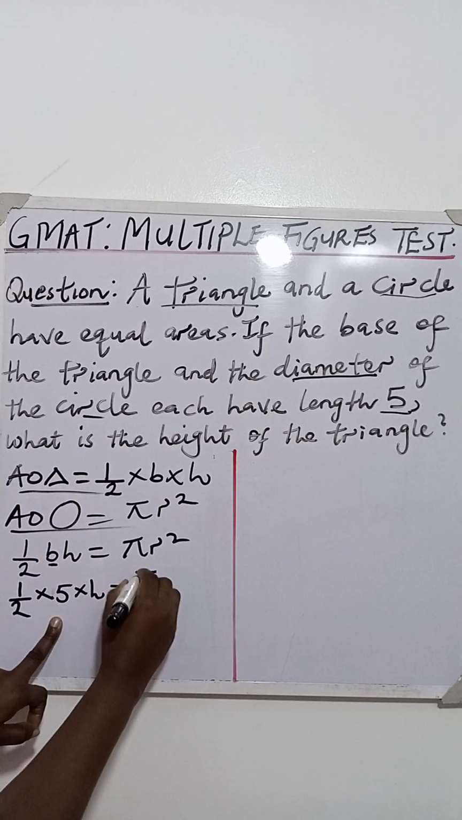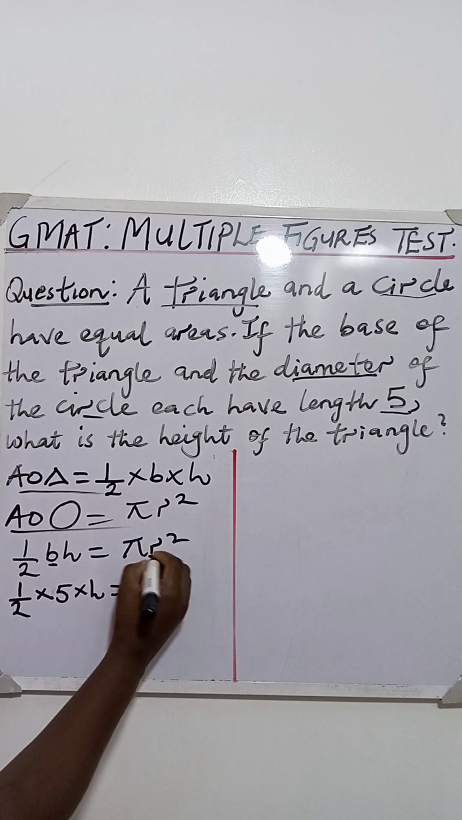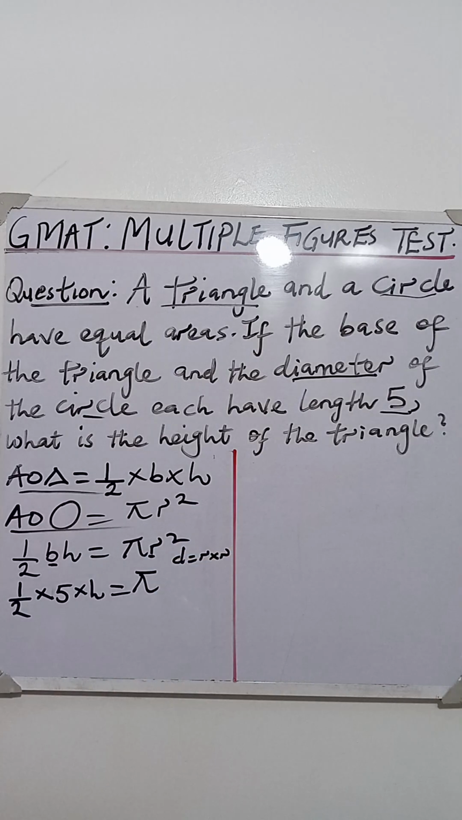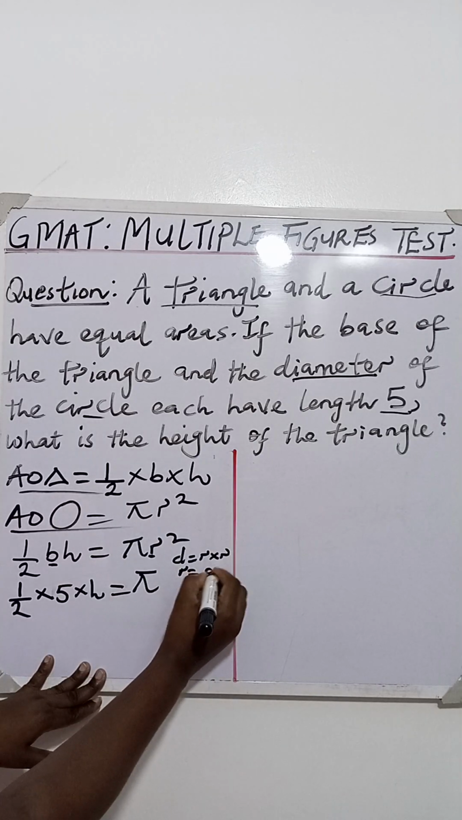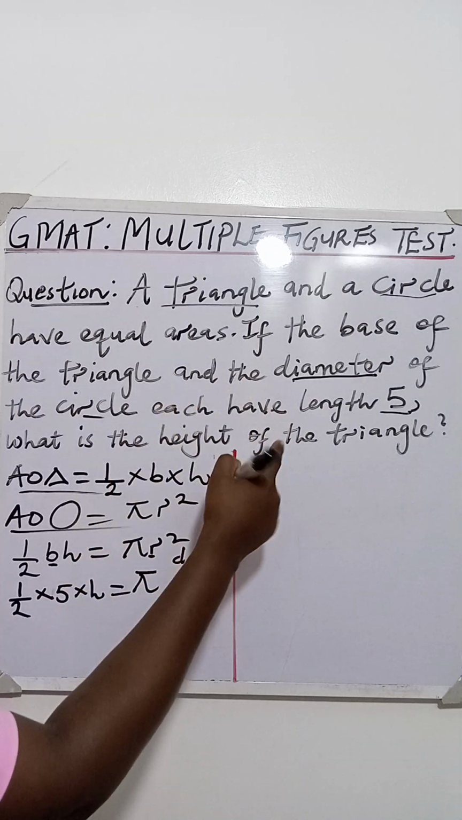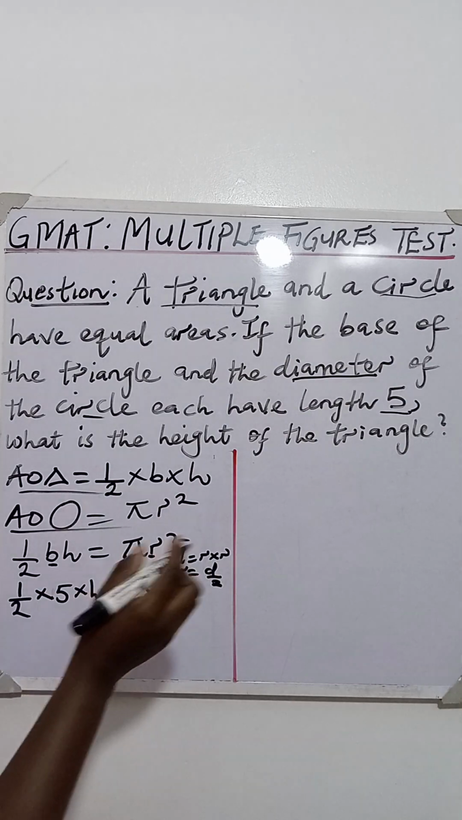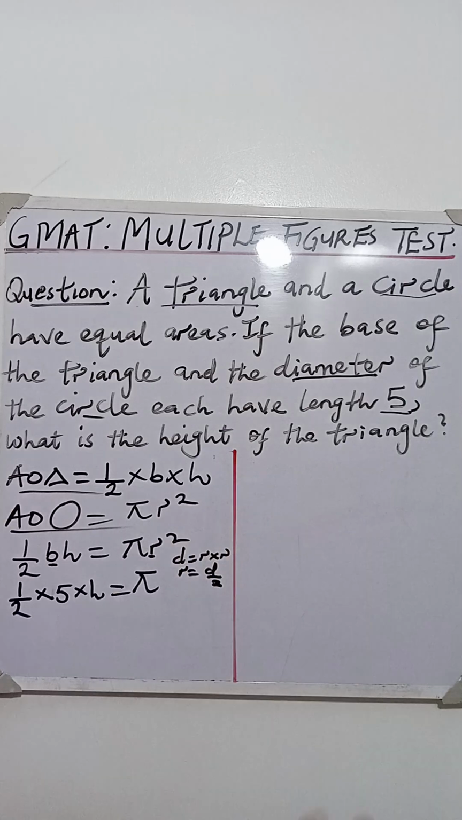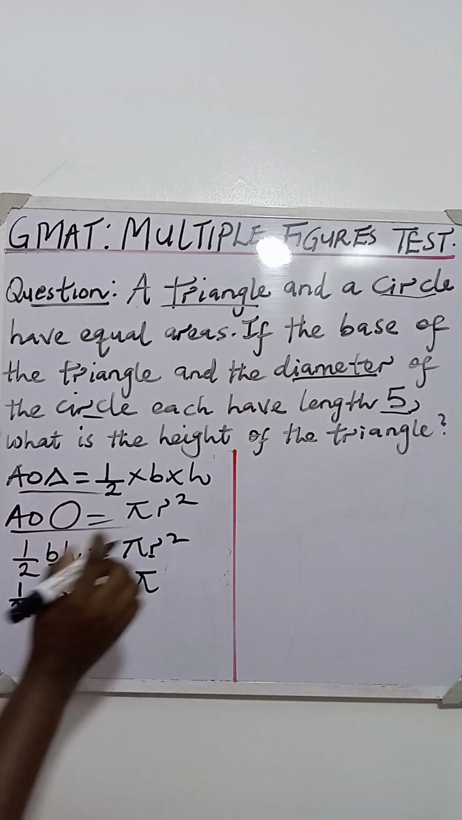So we have pi. Remember that diameter is twice the radius, which means that radius will be equal to what? Half of diameter. That is diameter over 2. So having that in mind, we are given the diameter of the circle to be 5, which means that since diameter is twice the radius, and radius is half of the diameter, we know that our radius will be what?